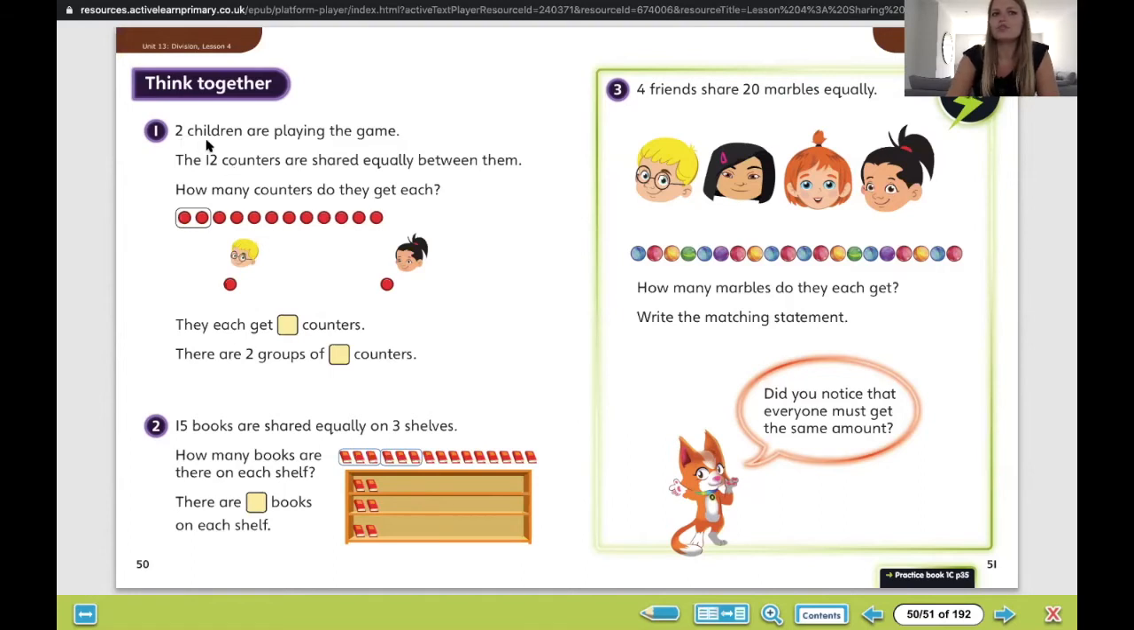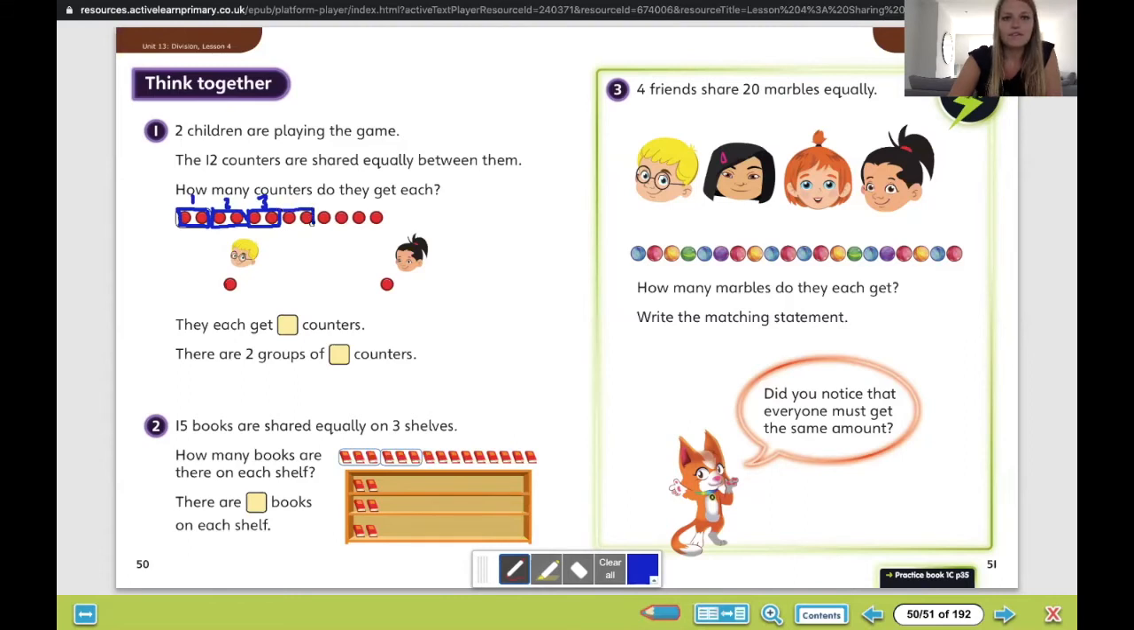There are 2 children, so we're going to group them in groups of 2. So to help me do that, I'm going to put a circle around each group of 2. So that's one group of 2. That's 2 groups of 2. That's 3 groups of 2. You can count with me. That's 4 groups of 2. That's 5 groups of 2. And this is 6 groups of 2. Brilliant.